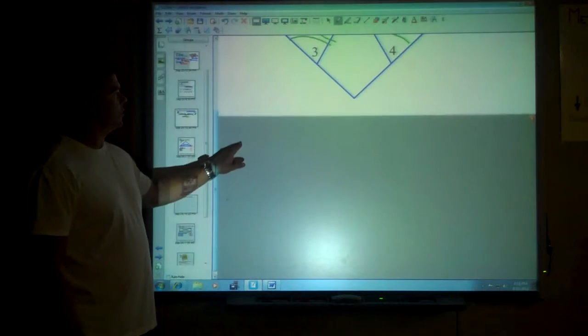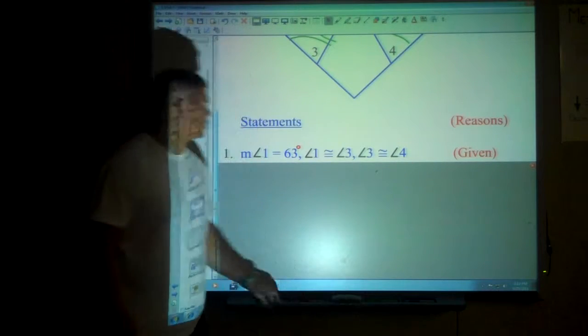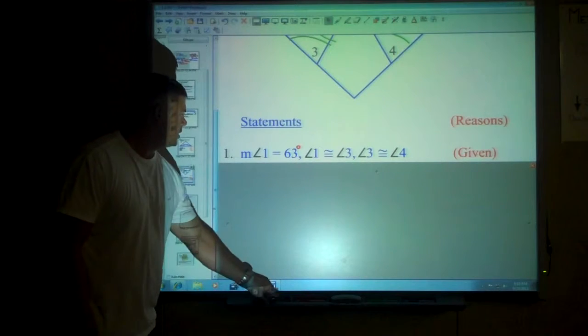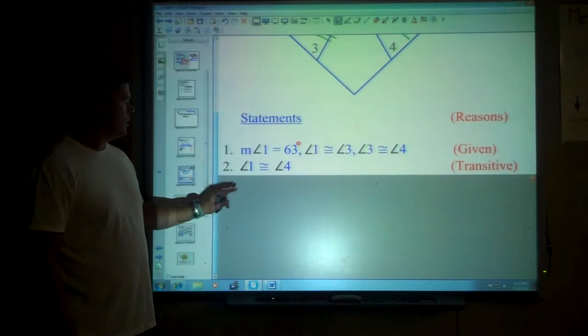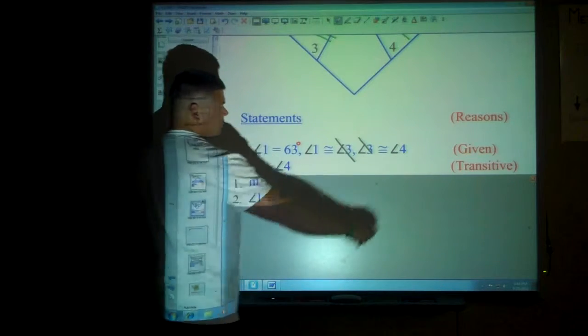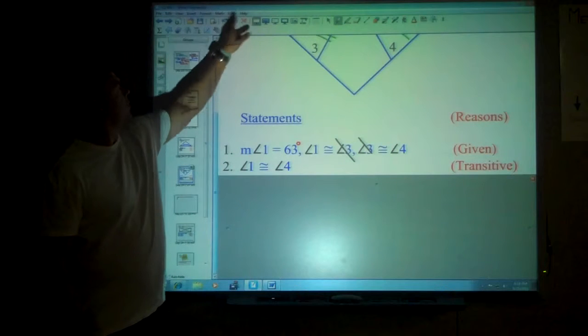So we go through our statements and our reasons again. Number 1, all the given information. Angle 1 is 63, 1 and 3 are the same, 3 and 4 are the same. That's given. From there, we know that angle 1 is the same as angle 4. As we mentioned before, we could cancel those two out, and you now know that angle 1 is the same as angle 4 because of the transitive property.